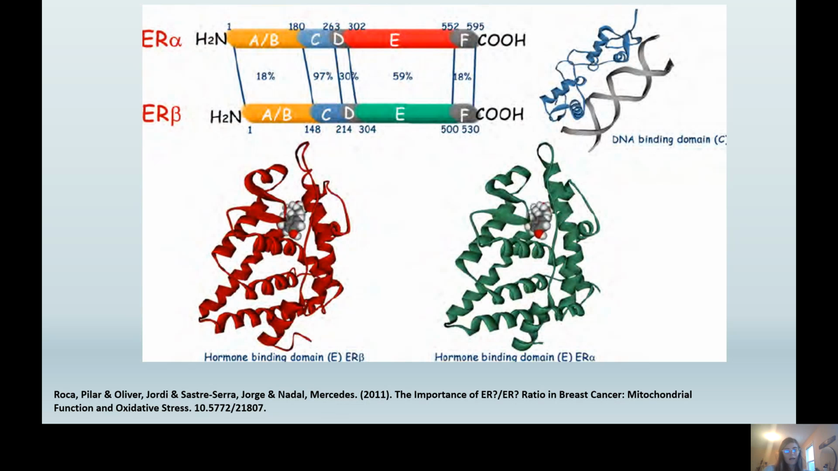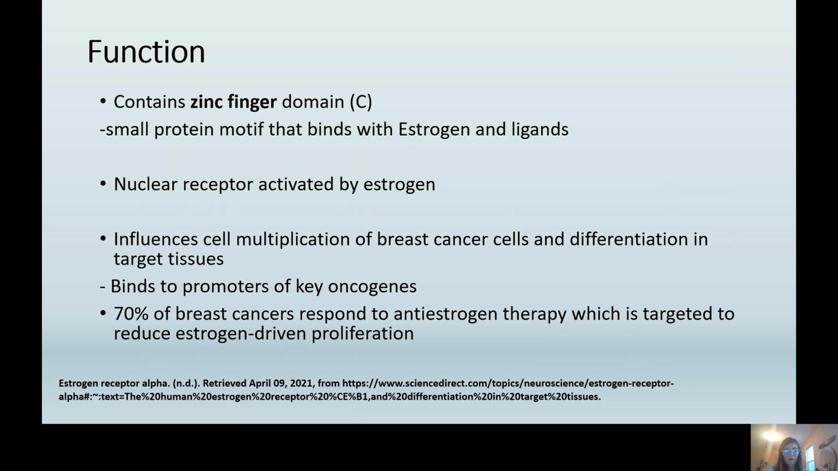In this picture, this is another one that shows alpha and beta. The gray portion of the F domain is where the binding has happened, and the estrogen is bound to the estrogen receptor. For the function, the estrogen receptor alpha contains a zinc finger domain, which is in the C domain, and that is basically a small protein motif that binds with estrogen and ligands.